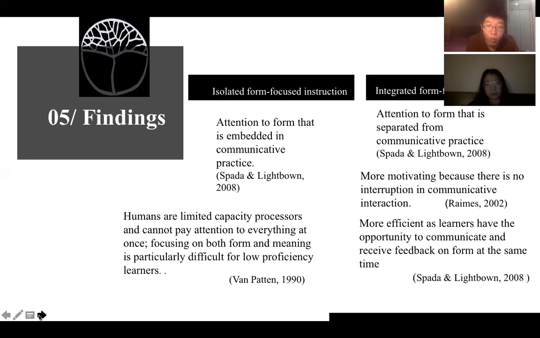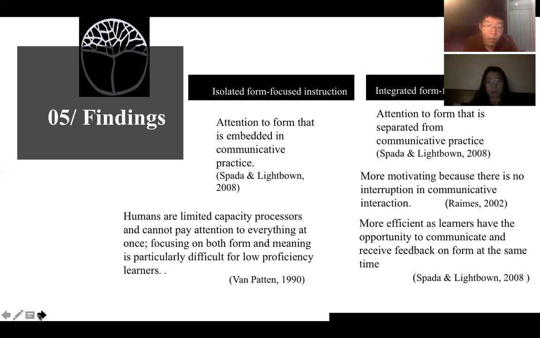Importantly, attention to form within isolated or integrated FFI can be explicit or implicit. The distinction between these two FFI approaches is not how attention to form is provided, but when it is provided in instructional sequence. Some of the pedagogical arguments in support of isolated FFI are that it is the natural way to teach and it is part of traditional presentation.